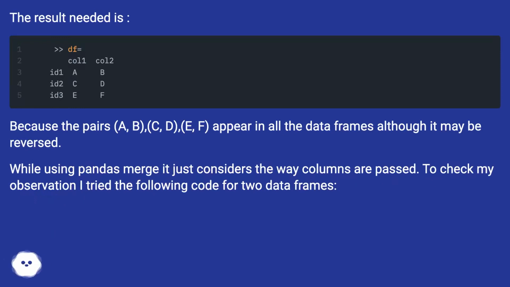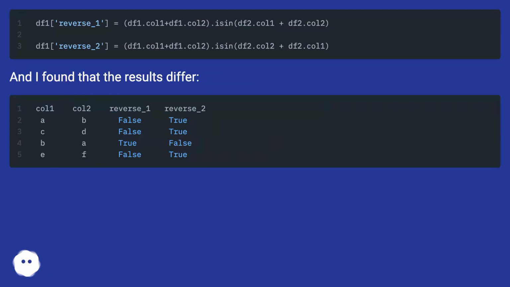The result needed is, because the pairs A, B, C, D, E, F appear in all the data frames, although it may be reversed. While using Pandas merge, it just considers the way columns are passed. To check my observation, I tried the following code for 2 data frames. And I found that the results differ.